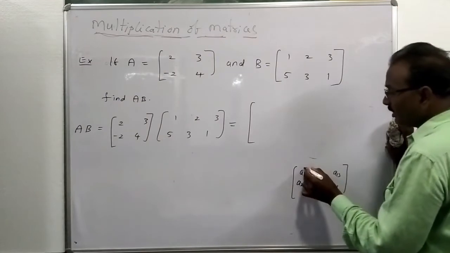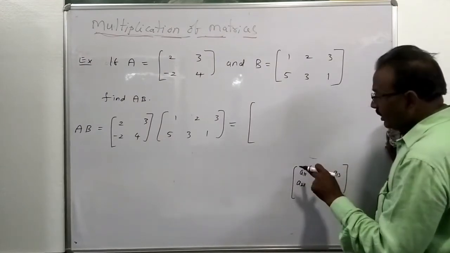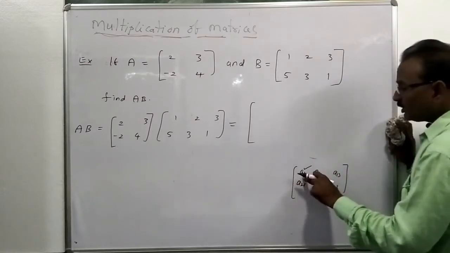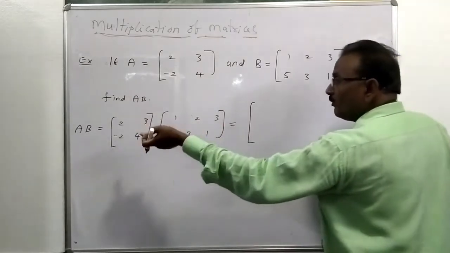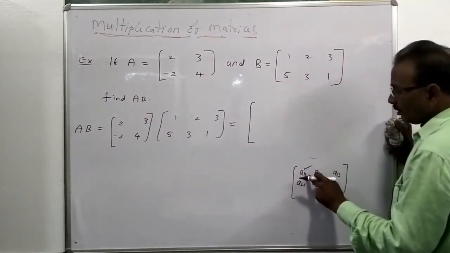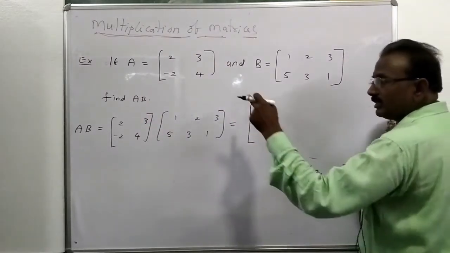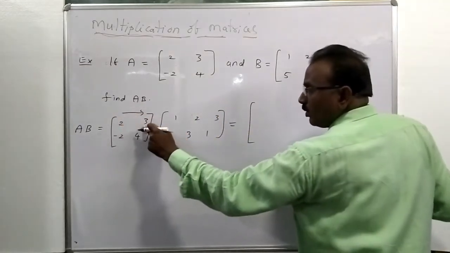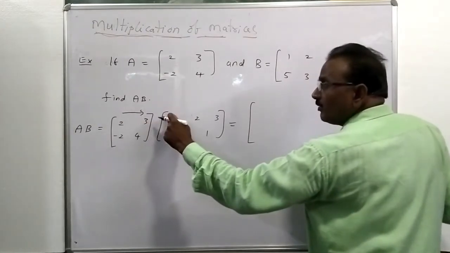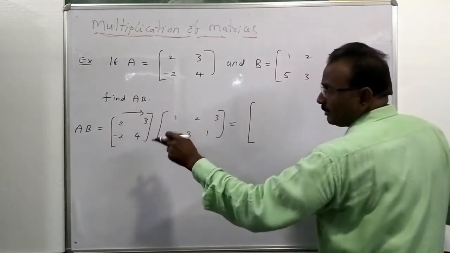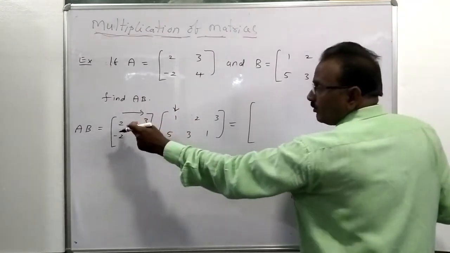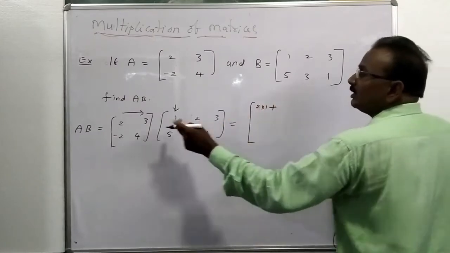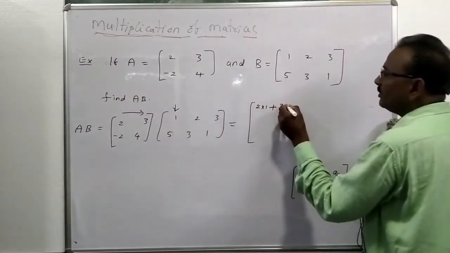What is the first element in the resultant matrix? A11. A11 is obtained by the sum of the product of the first row elements of matrix A with the corresponding first column elements of matrix B. That means the sum of the product of the first row of matrix A with the first column elements of matrix B. So this is the first column. Therefore here 2 into 1 plus 3 into 5. So this is the first element.